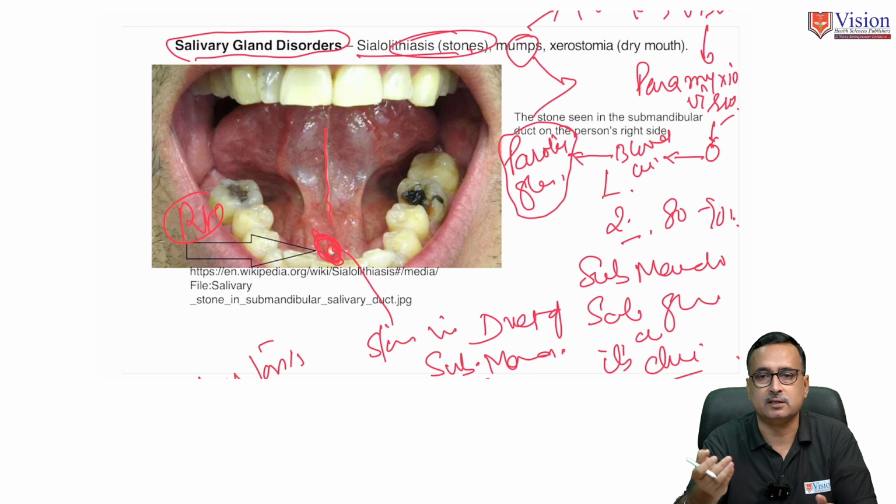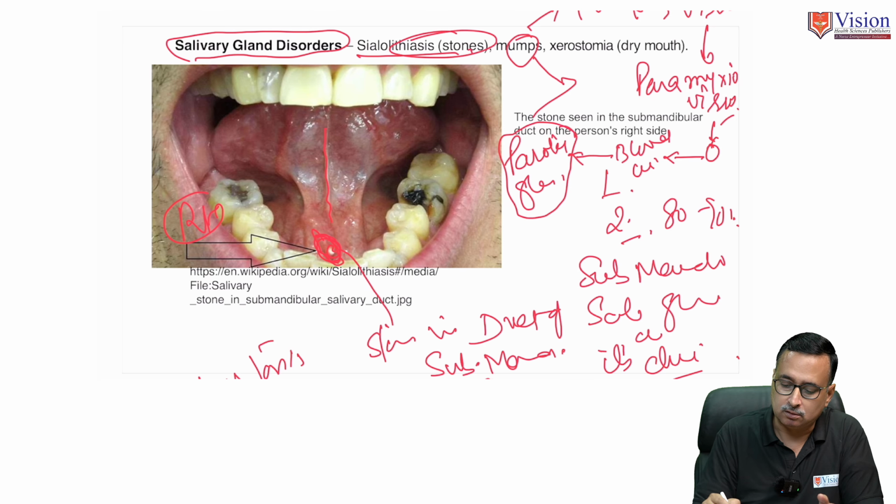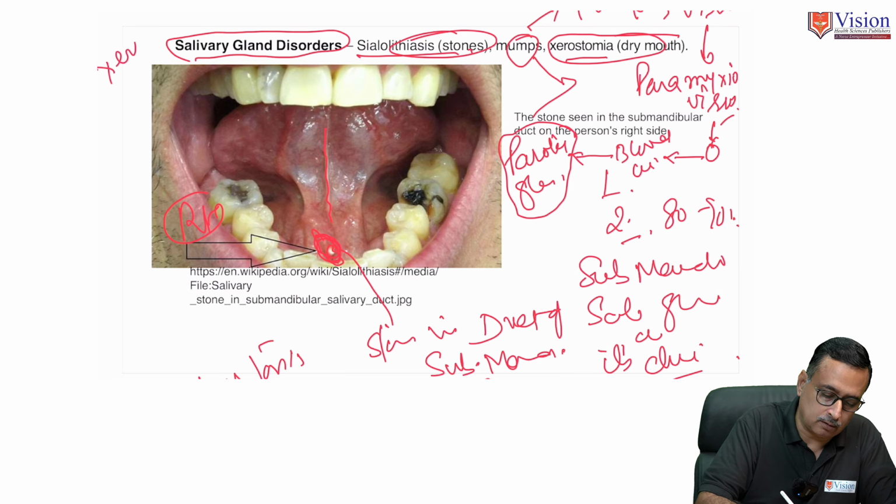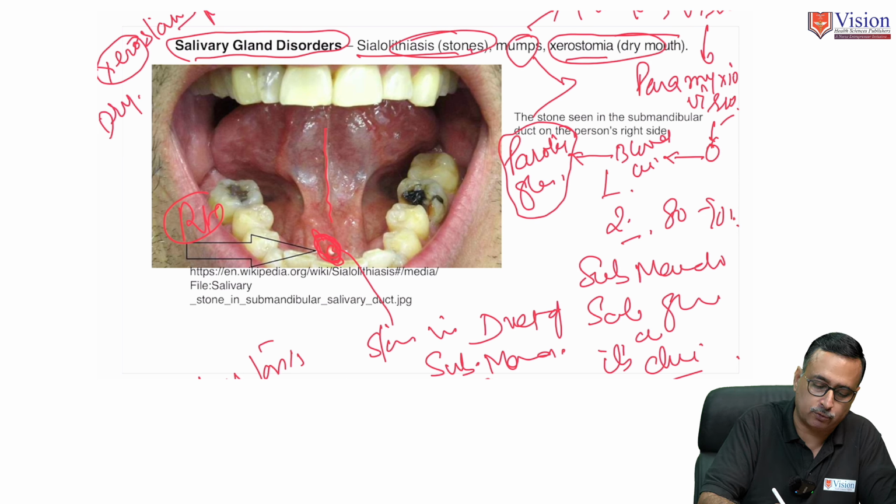In advanced cases, as severity increases, it may also induce inflammation of the testis in males, and may induce sterility. It causes orchitis, inflammation of the testis. So the third condition in this slide is xerostomia. The word xerostomia: xero refers to dryness and stomia refers to mouth.